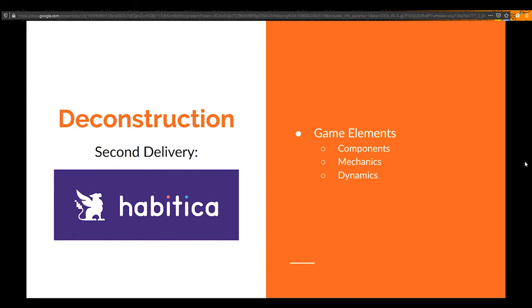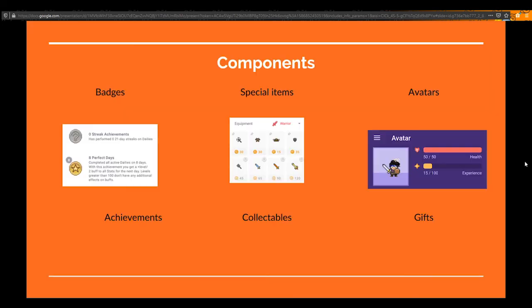So talking about the game elements, the components are: Habitica transforms tasks and to-dos from real life into an RPG game, more or less. So we have all the components that we can find in an RPG game. Basically, we have avatars, badges, and special items. We can collect items. There are different achievements. We can make gifts to other users.